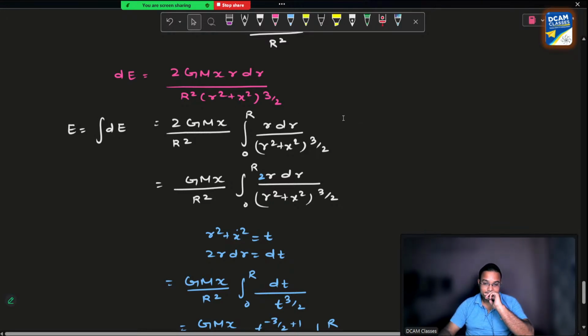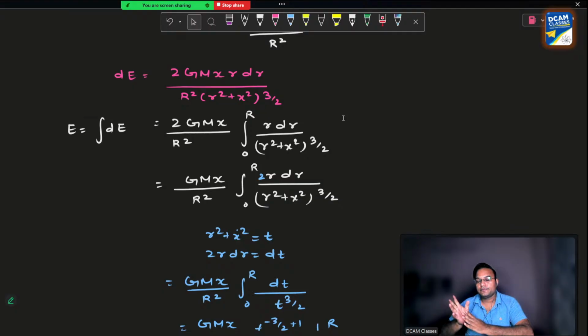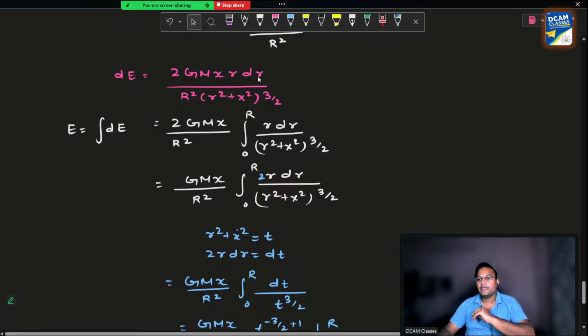Now, when I want to find the field due to all the rings at point P, I have to integrate. And when I'm integrating, I have to take care what is variable, because the thing inside dR is supposed to be the variable. The rest all things are constants. So only R is variable; x, M, capital R, all are constants, so they will come outside.